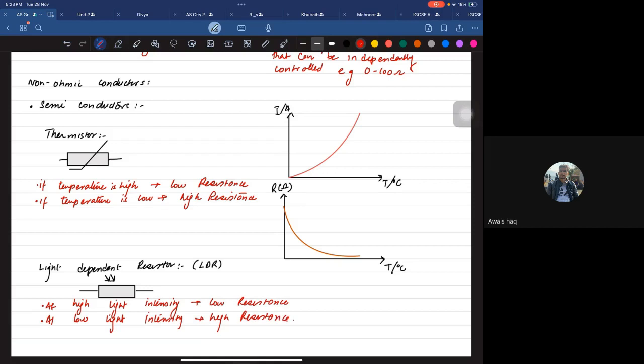It works like that. So both of these you need to remember. The thermistor can be used in fire alarms, and LDRs can be used in burglar alarms. You can write it down. Let me know if you have a question.